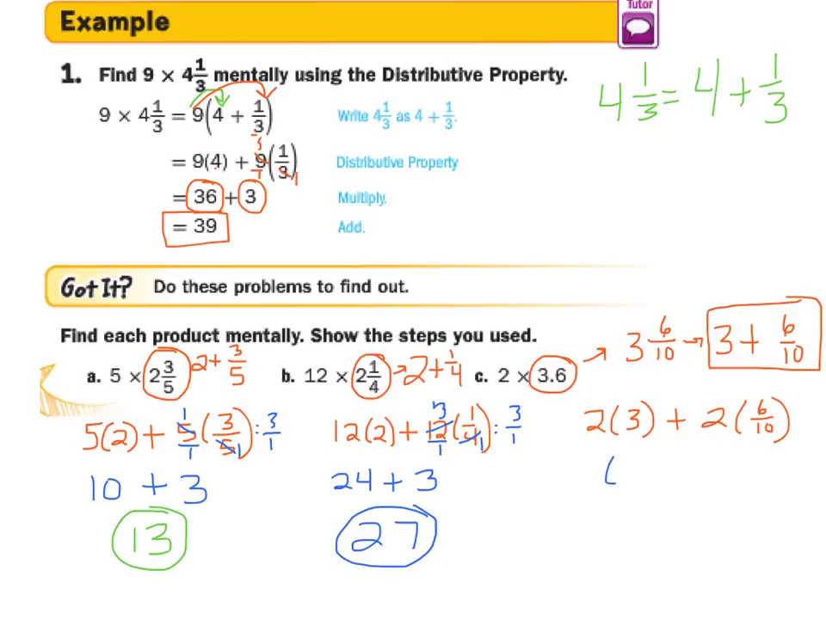2 times 3 is 6. Put the 2 over 1, and we can divide the 10 and the 2 by 2, and we get 1 over 5. So we get 6/5, which isn't all that nice. So we're going to have 6 plus 1 and 1/5, which is 7 and 1/5.